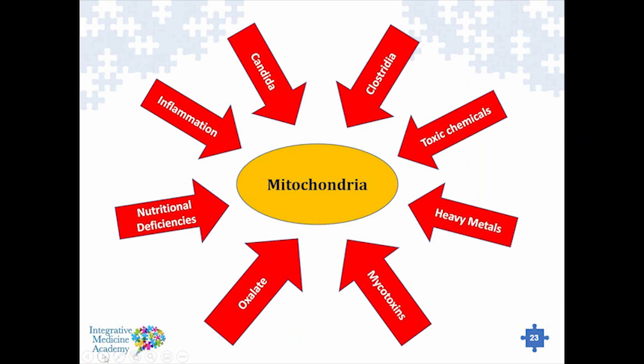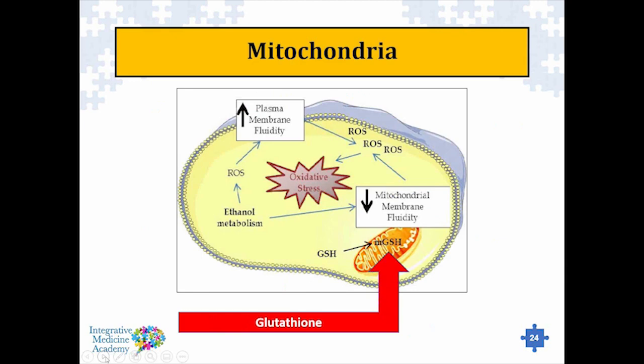So there's a lot of things that can impact on mitochondria, from nutritional deficiencies to mold toxins to metals to chemicals, and then gut-derived toxins from fungus and Clostridia. An organic acid test helps us to identify that.